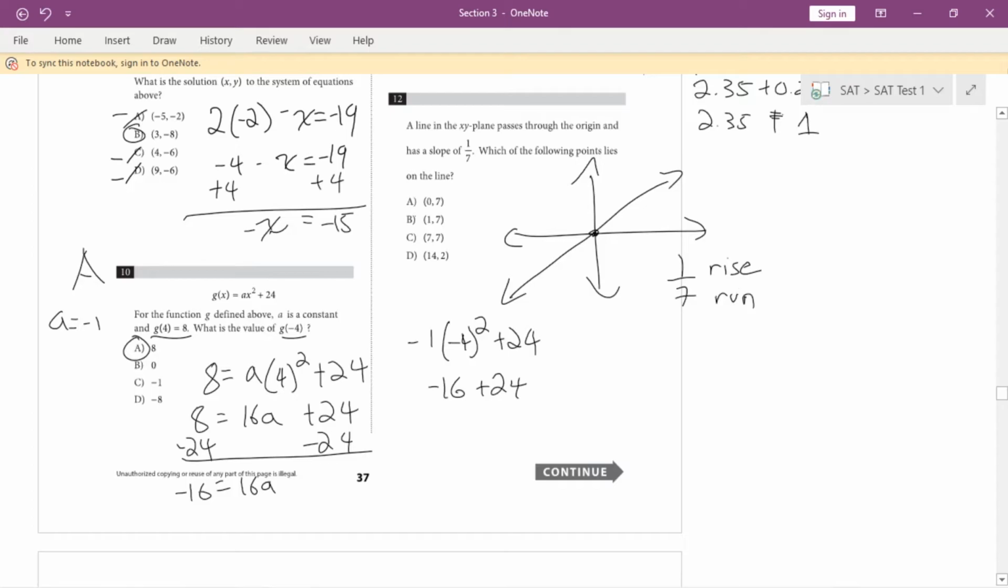Well, option A says one of the points is 0,7. No, that's not on there. What about 1,7? If I move to the right 1, will I go up by 7? No. Actually, it looks almost like that if it was flipped, it'd be right. C is also not going to work, so the answer has to be D, delta.